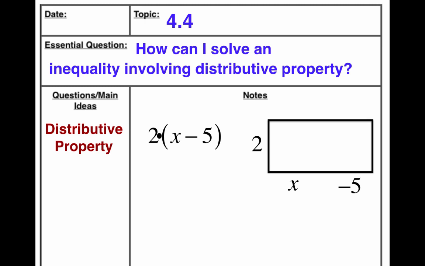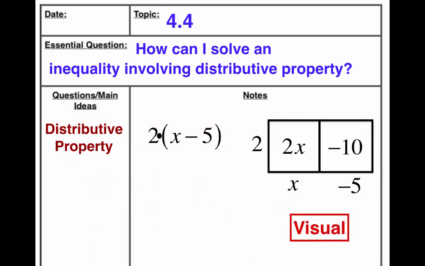Remember how you find the area of a rectangle, you multiply it? So I'm going to split this down the middle, and I'm going to do 2 times x is 2x, and I'm going to do 2 times negative 5 is a negative 10. And there's our answer, 2x and a negative 10. That's a visual way of showing this, but a lot of people do distributive property without drawing the picture.